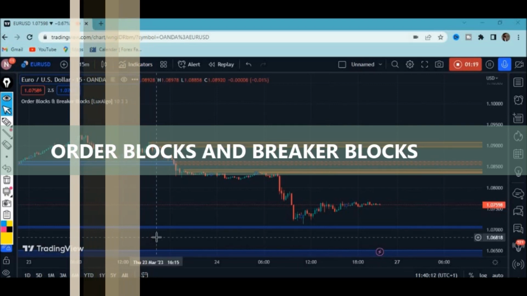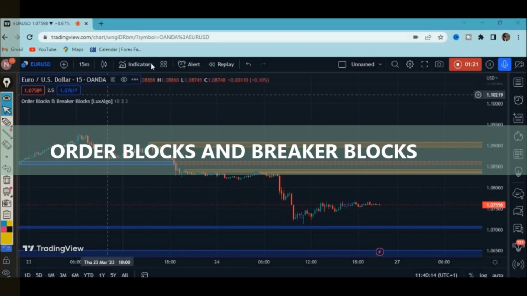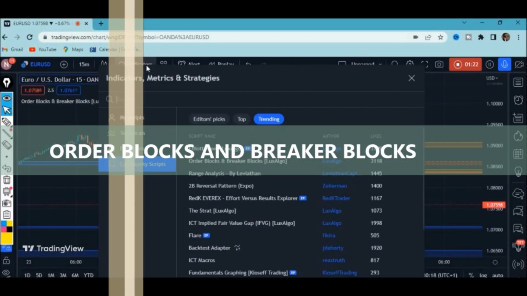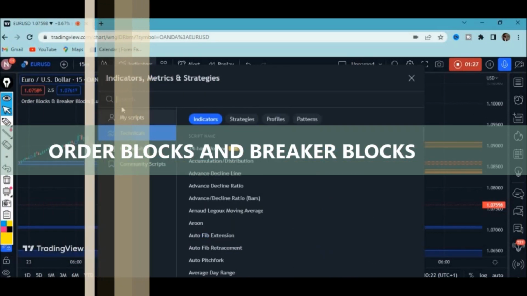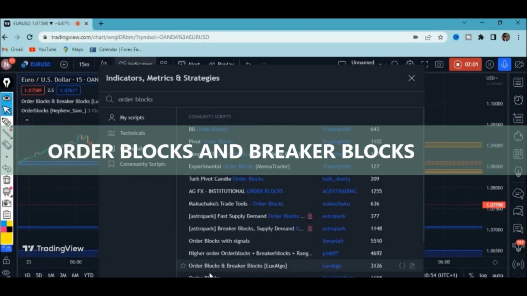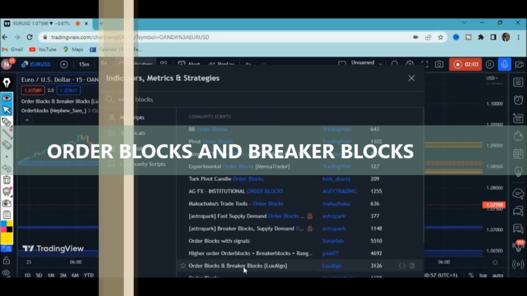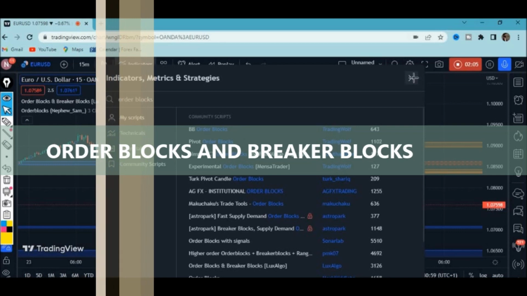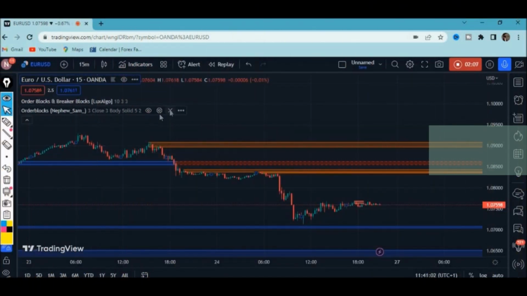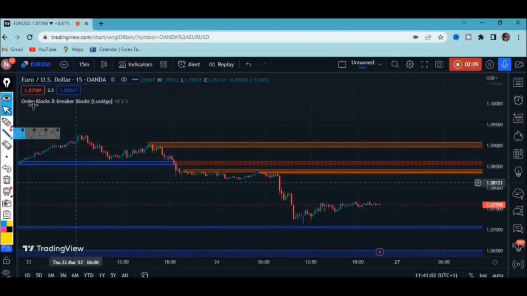Okay, so guys, our beginner right there is wondering how to add the indicator. You're just going to click on indicator star. Once you click on indicator star, you're just going to type order block and breaker blocks by Lux Algo. So you're just going to click on this one, order blocks and breaker blocks by Lux Algo. Once you click on it, this is how it's going to appear right on your chart.